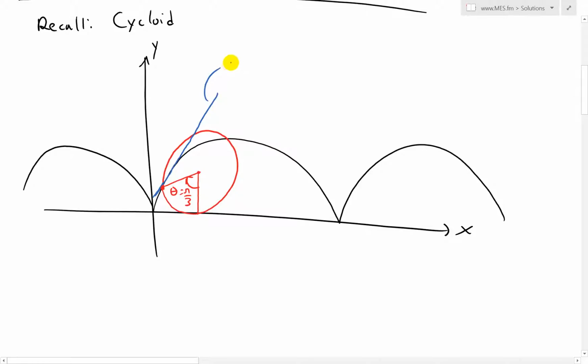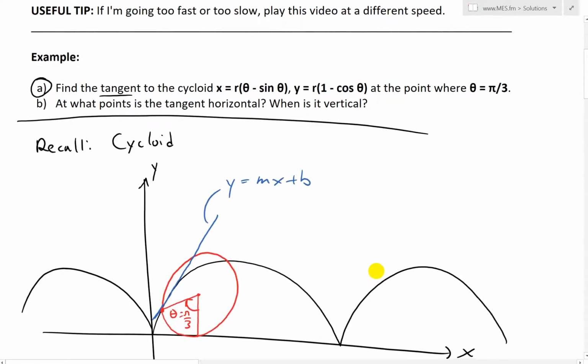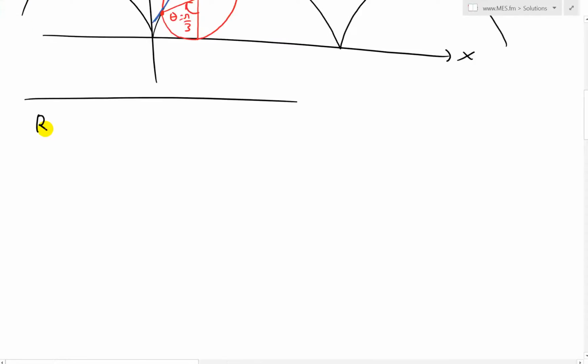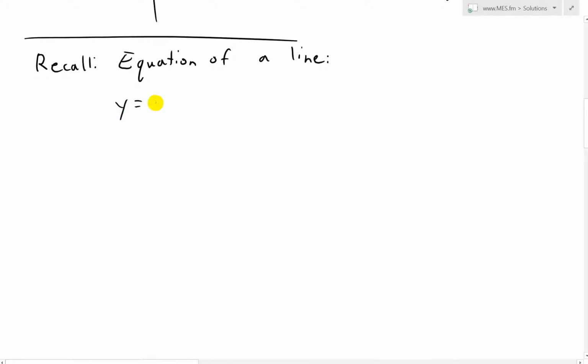This tangent line has the equation of a line, y equals mx plus b, where m is the slope. This is the thing we want to solve. Recall the equation of a line. I have a video on this in my earlier videos, you could check it out. The equation of a line is just y equals mx plus b, where b is the y-intercept and m is the slope.